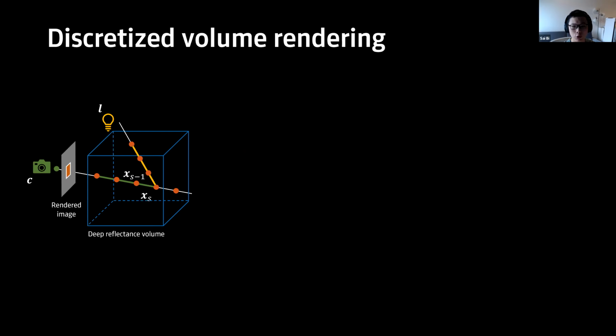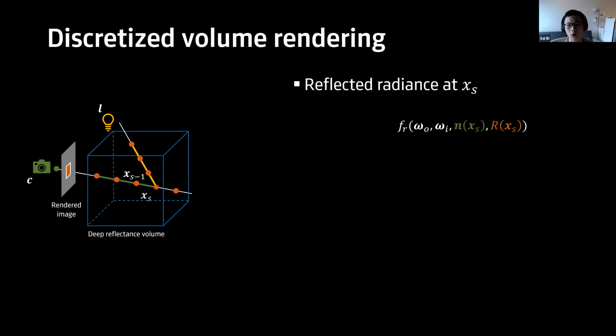We use the parametric reflectance function to model how light is reflected at each sample point. For each sample point, the reflectance function takes in the view direction, lighting direction, normal, as well as the reflectance, including diffuse albedo and specular roughness as input, and returns the outgoing radiance along the view direction. It is further multiplied by the light intensity to get a final outgoing radiance.